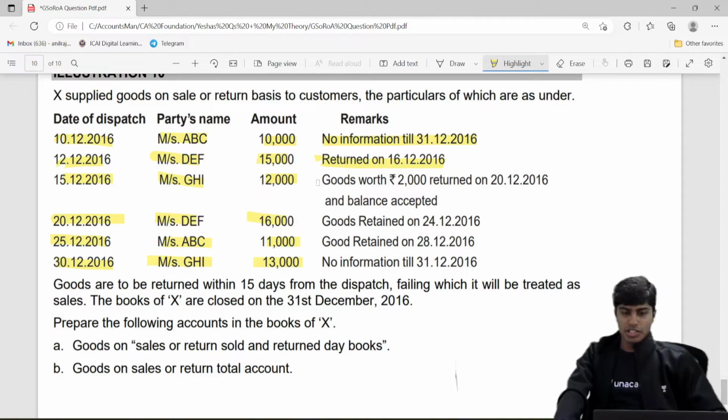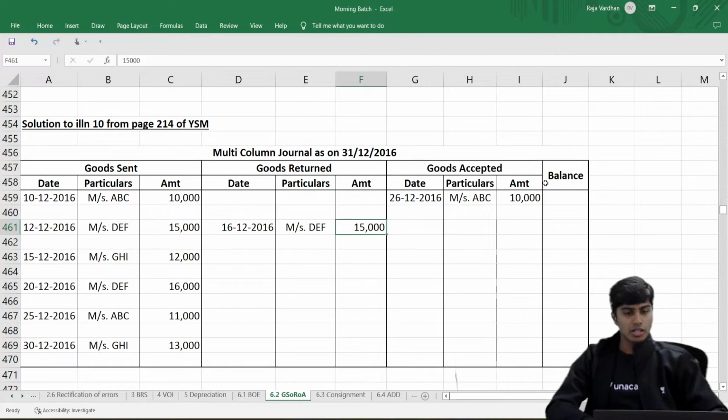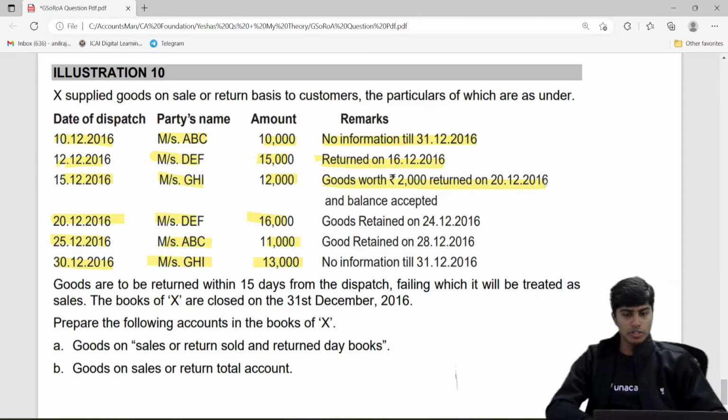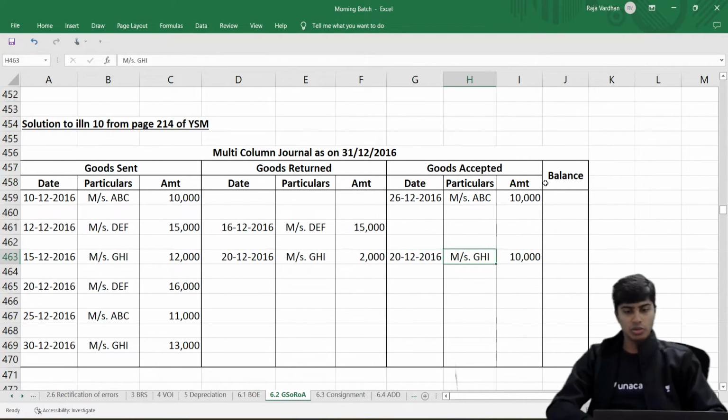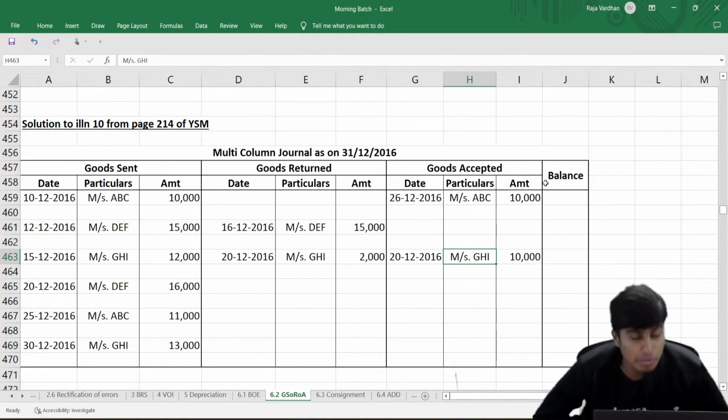15th of December GHI was sent. Goods worth 2,000 were returned on 20th of December, and the balance is accepted. So let us write return 20th of December GHI. How much? 2,000. What is the balance? 12 minus 2, 10,000 is accepted on 20th only. We don't have to wait till 15 plus 15.